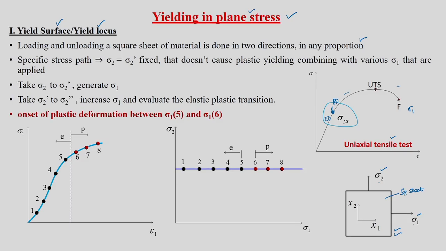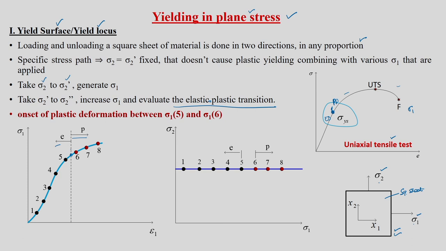Say, for example, I will pick up sigma 2 and increase it to some value, let us say sigma 2 dash, and I am going to calculate sigma 1 such that I have the elastic to plastic transition. Like this, for example, I am checking at point number 1: it is elastic; 2, elastic; 3, yes; 4, 5; but between 5 and 6 at one particular point, I will see that the elastic to plastic transition happens. So I am drawing this side as E, and when it comes on this side, it is P.